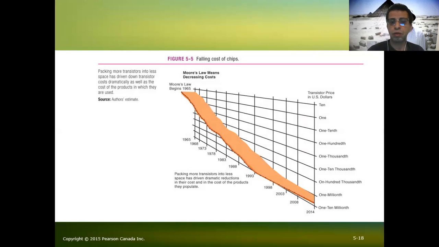But overall, back to the falling cost of the chip, if you notice here, in 1965 the price was very high. The price in US dollars per transistor keeps falling until now it is 1/10 of a millionth in 2014, as it's much cheaper now. So packaging more transistors into less space has driven down the transistor cost dramatically, as well as the cost of the products in which they are used.